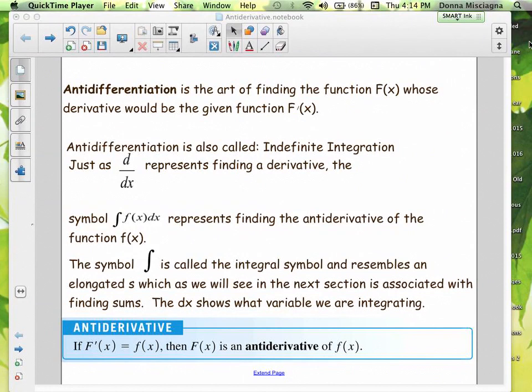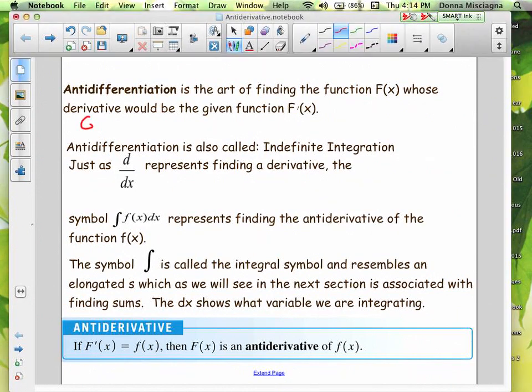Welcome. So in this series of podcasts, we're going to be looking at antidifferentiation. So antidifferentiation is the art of finding the function f of x whose derivative would be the given function f prime of x. In other words, given the derivative, what's the function?